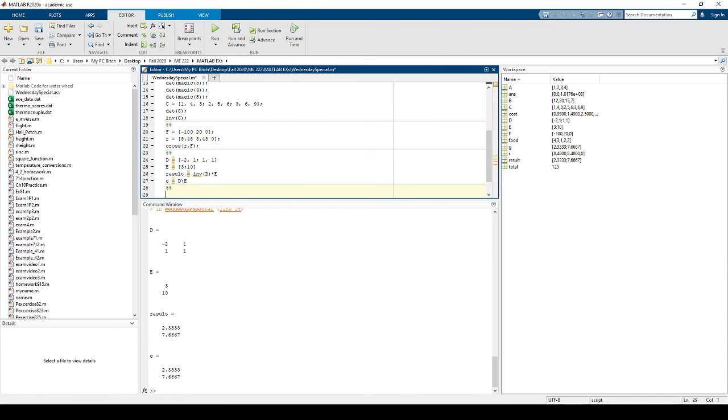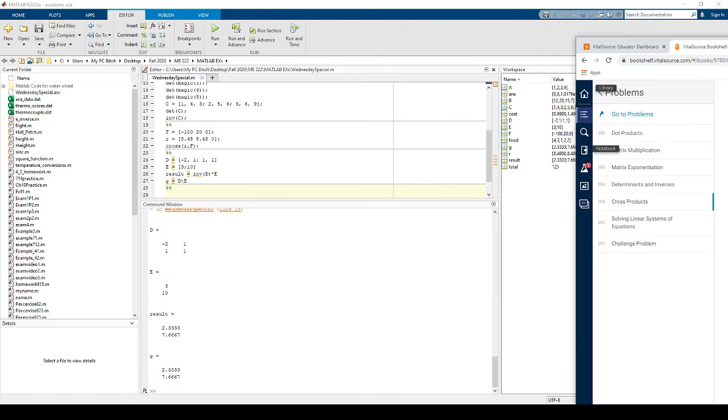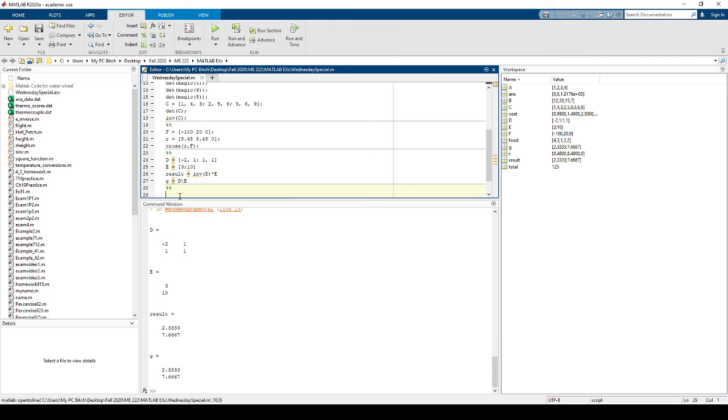So the next one is, let me pull that up. The next one is this one. So it's 5x plus 3y minus 3z. So this one is going to have 3 variables in it. So I will move this over here so I can type it easier.